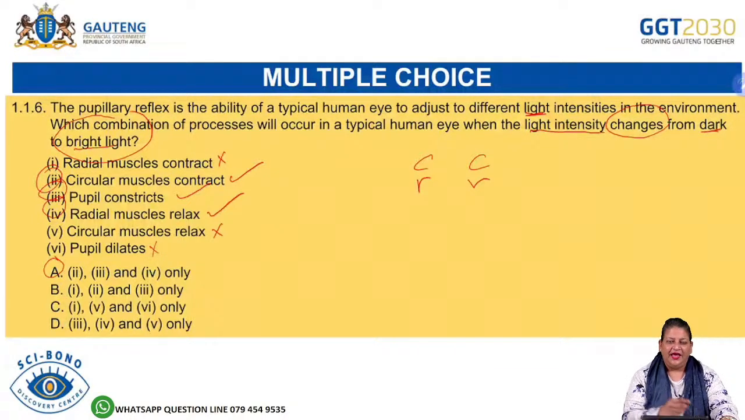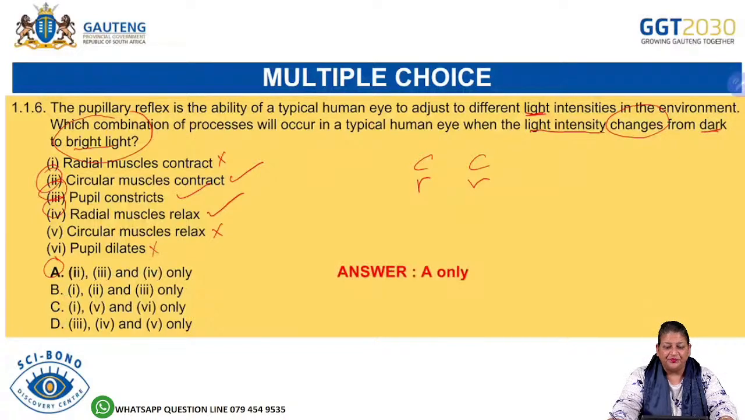And that's how you are able to analyze your questions and do your multiple choice well. So you see, immediately you can eliminate, and from whatever's left, you look for the options and then you get the answer. So it's not difficult at all. There the answer is A. A only. Okay, but in multiple choice, you don't say only, it's just A.